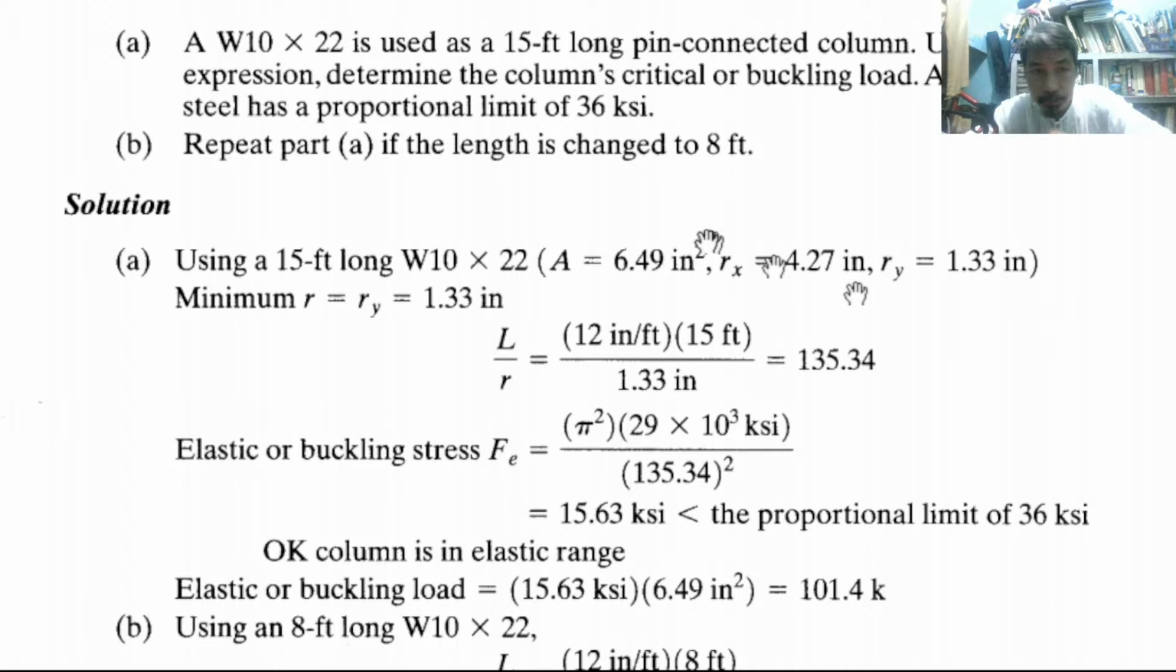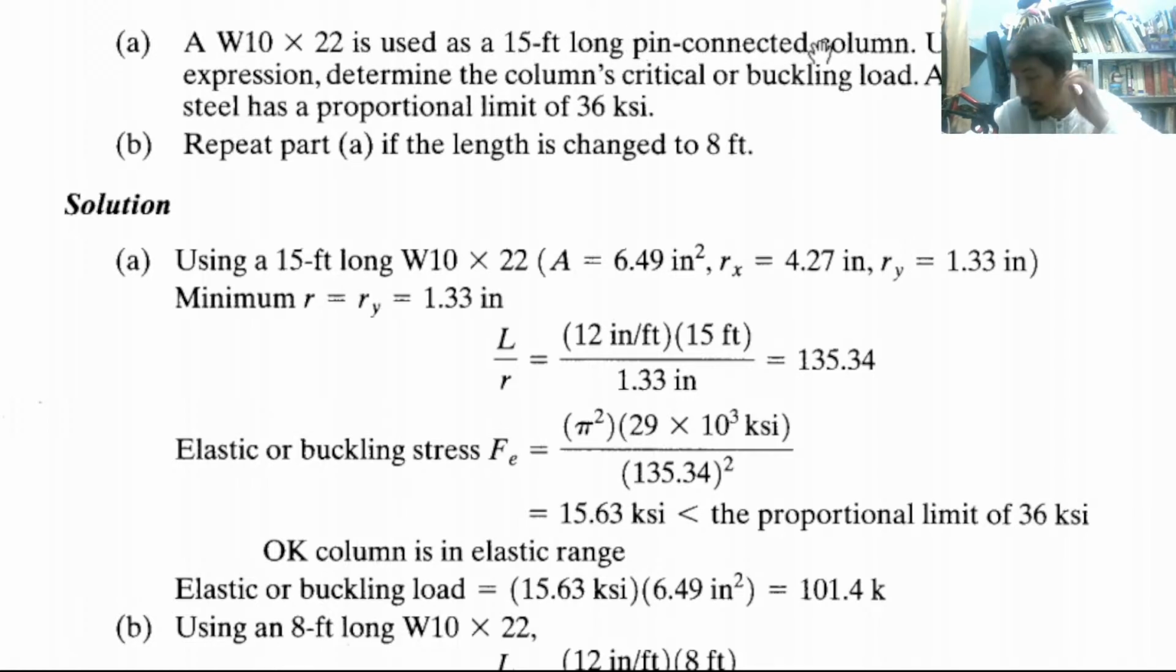Example 1. So we are going to determine the column's critical or buckling load, if we are given a W10 by 22 used as a 15 feet long pin connected column.